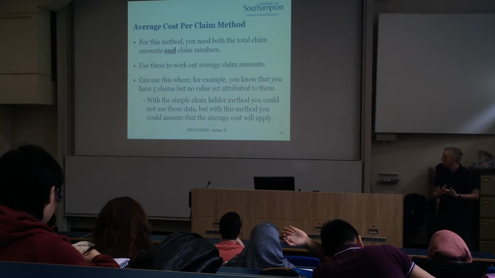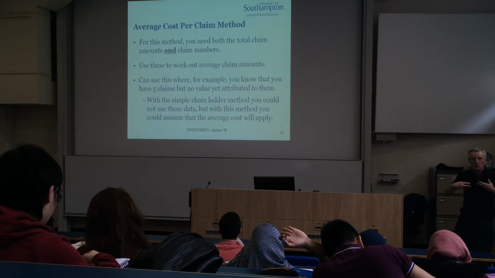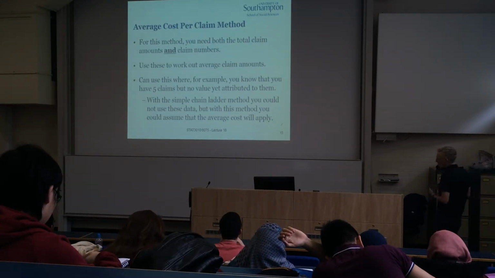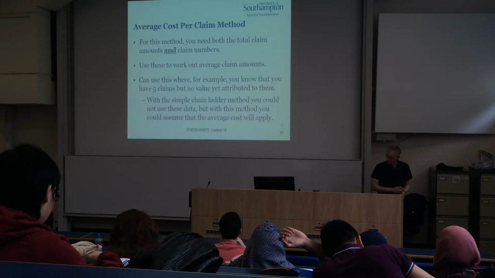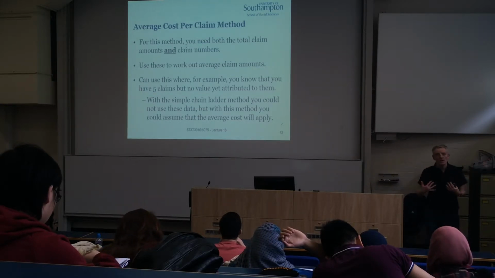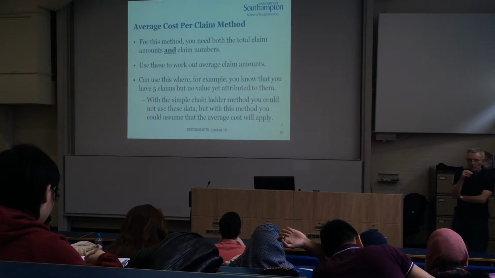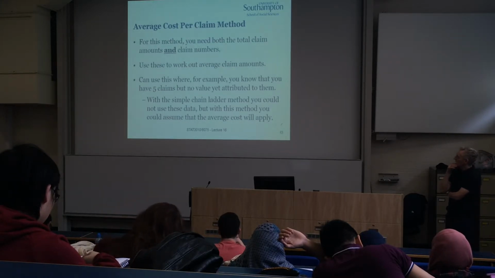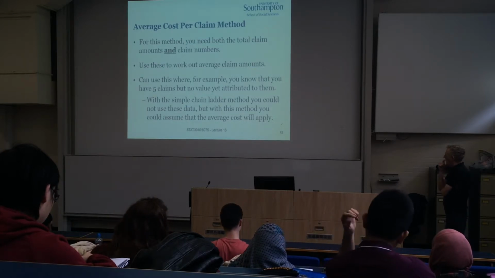The second method is something slightly different, which takes into account the actual number of claims as well as the claim amounts. So the basic method only takes into account claim amounts. This idea works on an average cost per claim, and so takes into account the actual claim numbers.